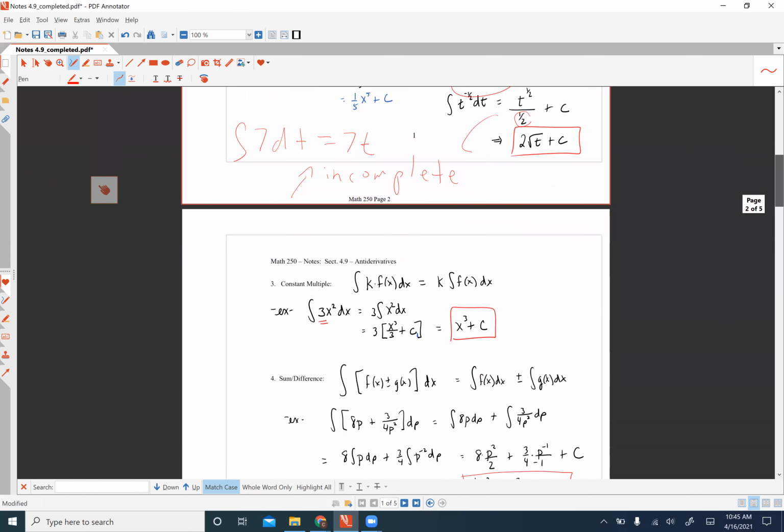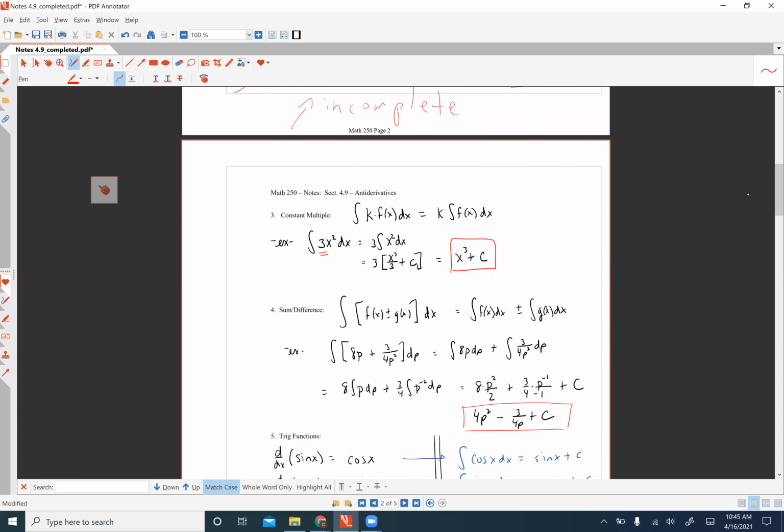Okay, so let's continue here. Let's say you have k times f of x. You can actually just pull that constant out. So like the integral of 3x squared is 3 times the integral of x squared. The integral of x squared is x cubed over 3 plus c. And so then you actually would just write x cubed plus c.